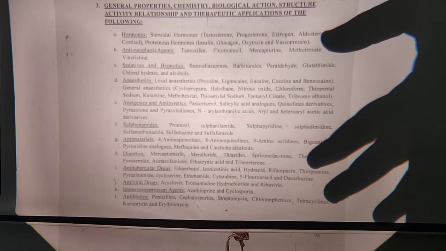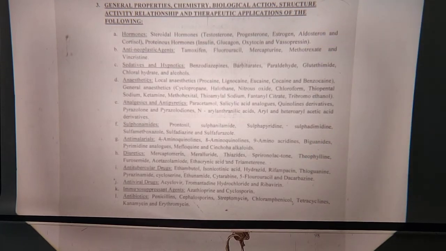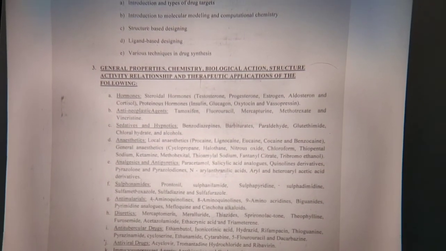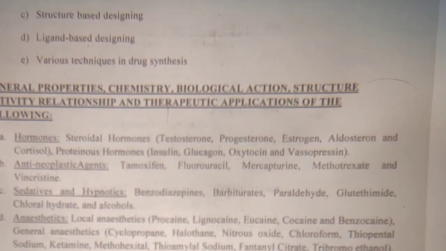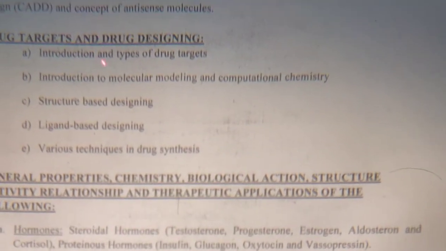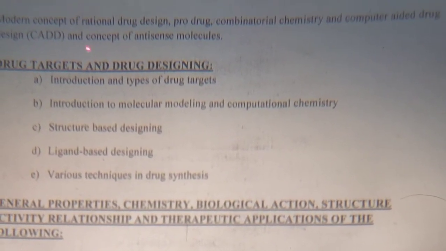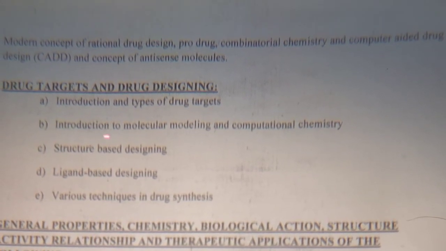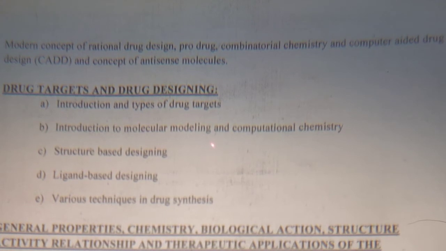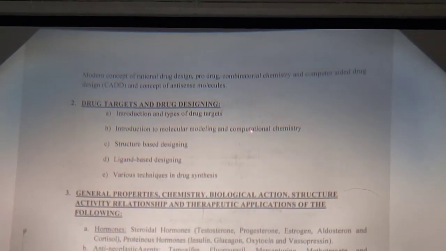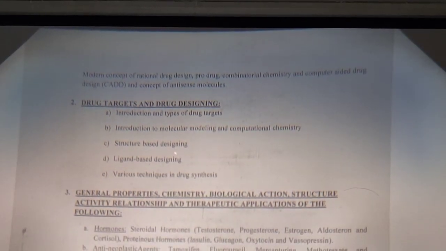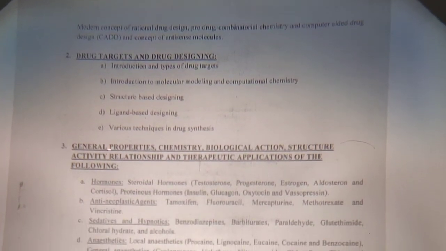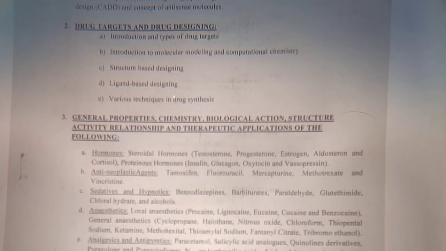Now the next is the modern concept of rational drug design, pro-drug, combinatorial chemistry and computer-aided drug design, and the concept of antisense molecule. Now number 2, drug targets and drug design. A, introduction and types of drug targets. B, introduction to molecular modeling and computational chemistry. C, structure-based designing. D, ligand-based designing. E, various techniques in drug synthesis.